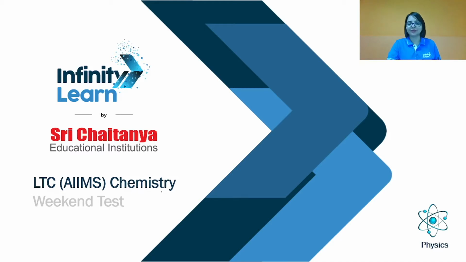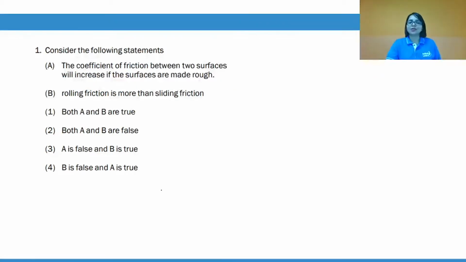So let's start with AIIMS paper weekend test physics portion. So this is your question number one. Consider the following statements. The coefficient of friction between two surfaces will increase if the surfaces are made rough.